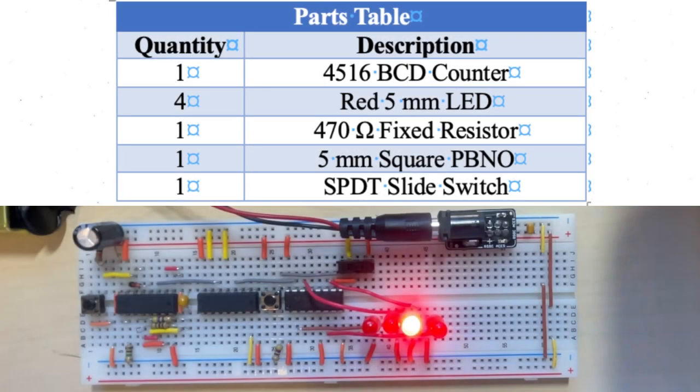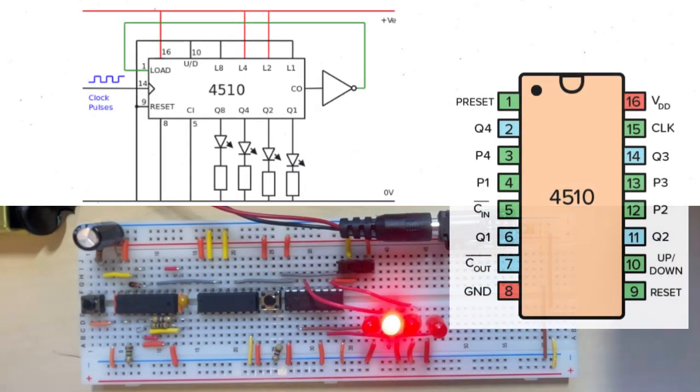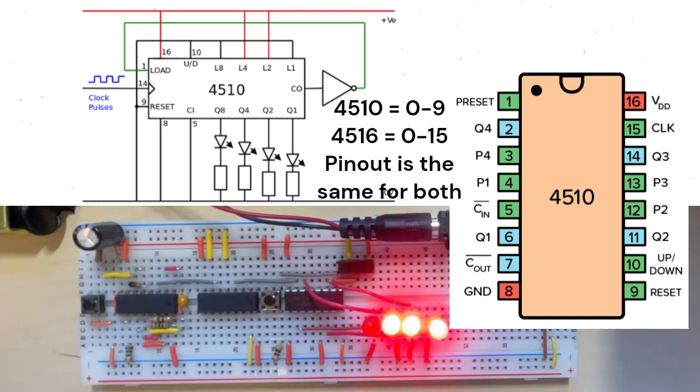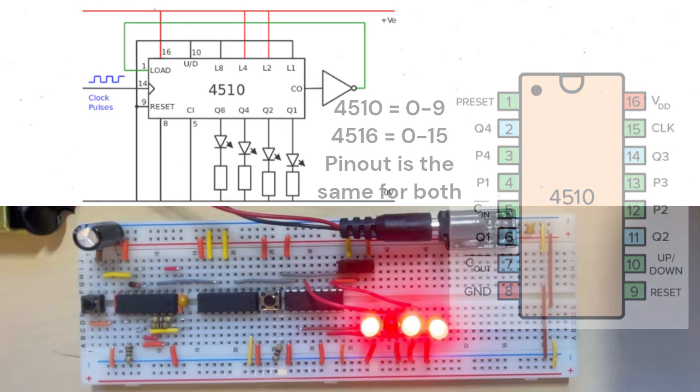Part D, Decimal Counting Binary Up/Down Counter. This circuit consists of 4 additional parts. A 4516 is used in the circuit and operates the same way as a 4510. It counts from 0 to 15 instead of 0 to 9, better representing the LEDs in the circuit. A 4510 is used in the final counting circuit.